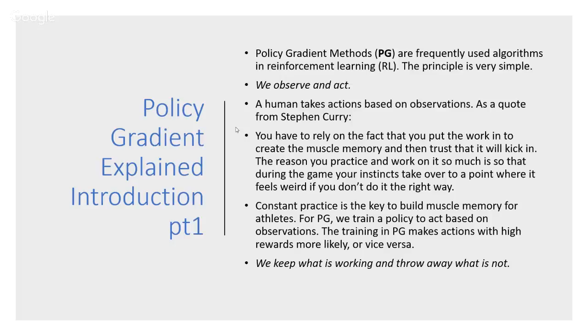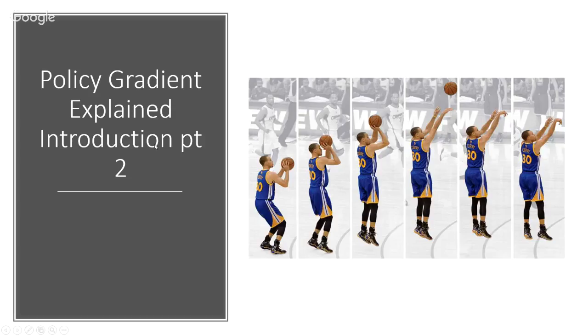In policy gradient, we train the policy to act based on observations. The training in policy gradient makes actions with high rewards more likely, or vice versa. We keep what is working and throw away what is not. So think about that and move on to the next section. So here is, for example, Stephen Curry doing a basketball shot and all the different frames. If he was the agent, there would be different points where he'd be moving his muscle joints and so on.